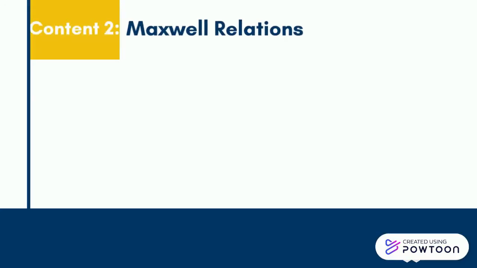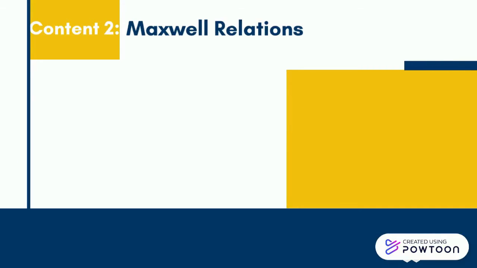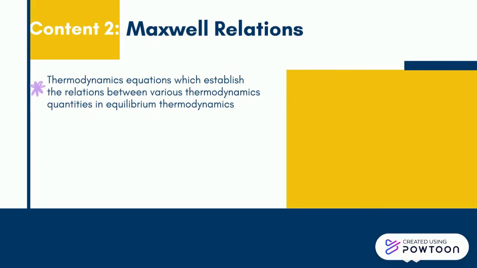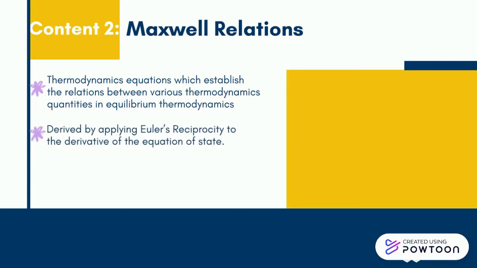Now let us move on to content 2, which is Maxwell relations. As I mentioned earlier, Maxwell relation is one of the relations used to connect each term in the thermodynamic web. In general, Maxwell relation is a thermodynamic equation which establishes the relation between various thermodynamic quantities in equilibrium thermodynamics. It is derived by applying inverse reciprocity to the derivative of the equations of that.